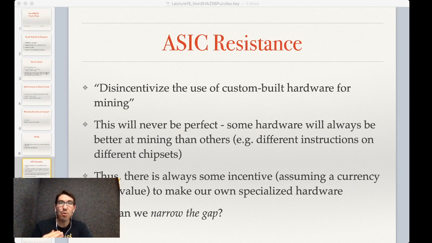But can we narrow that gap? Can we make it so that creating specialized hardware might give you a 1% bump in efficiency, as opposed to orders of magnitude, where it then is not worth it to develop these ASICs? They take quite a while to actually produce, right? From designing to sending them to the chip fab, etc. It takes a while. So can we narrow this gap?